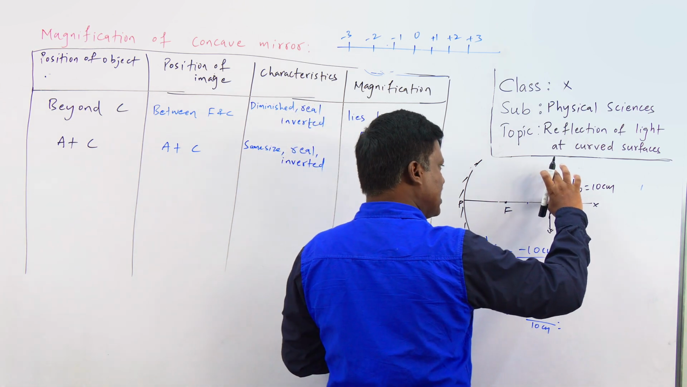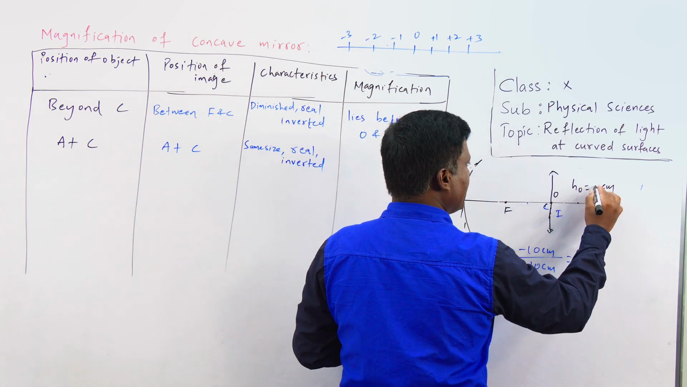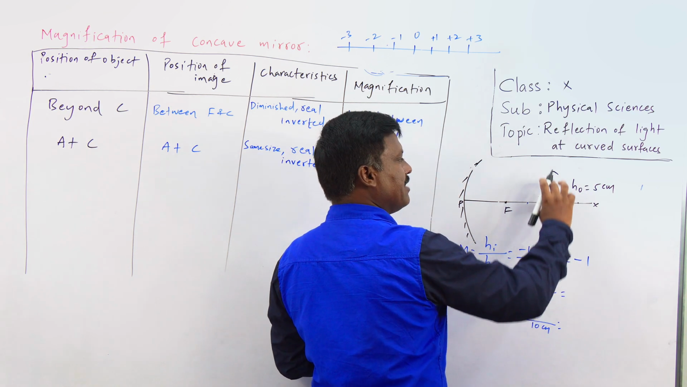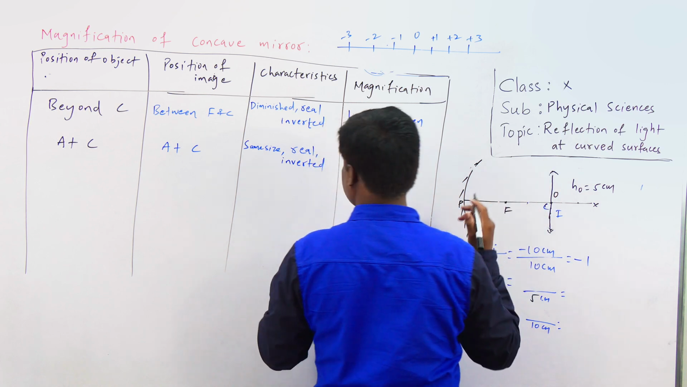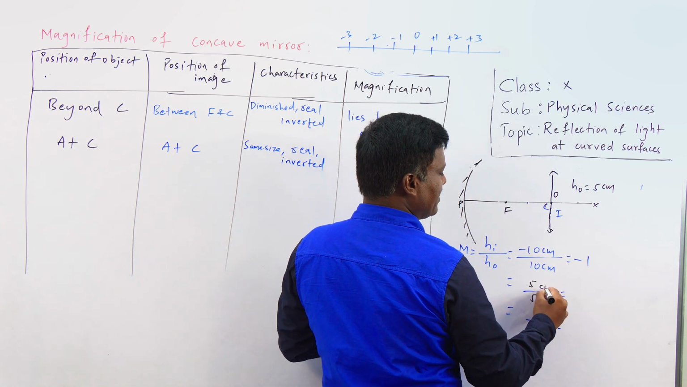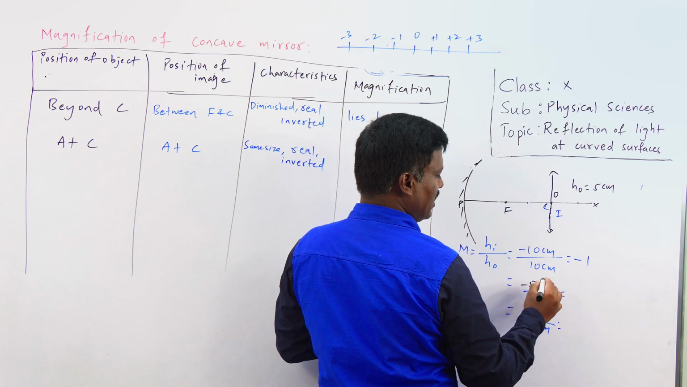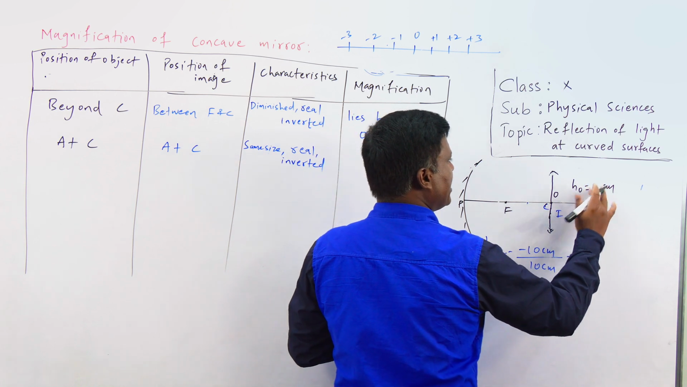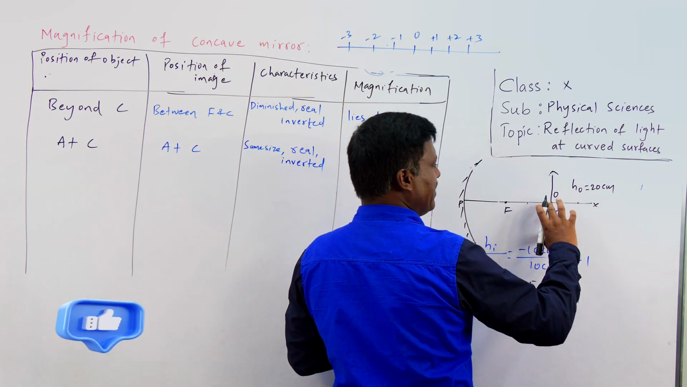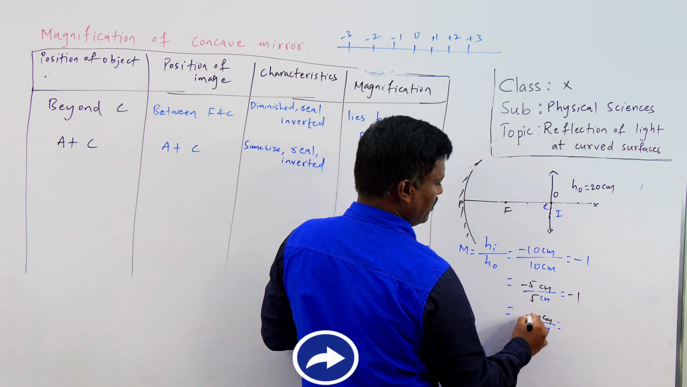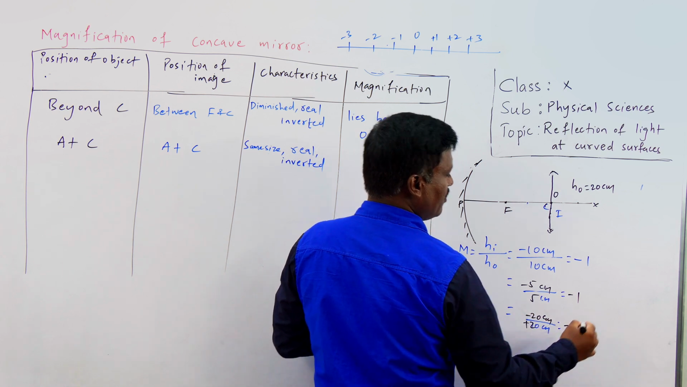If you take the height of the object as 5 centimeters, then same size, no? When the object is at C, the image is also at C, same size. That means this will also be 5 centimeters. Okay? Then you will get minus 1. If you take the height of the object as 20 centimeters, the image is also the same size. So that is 20 and this is also 20. Again you will get minus 1.